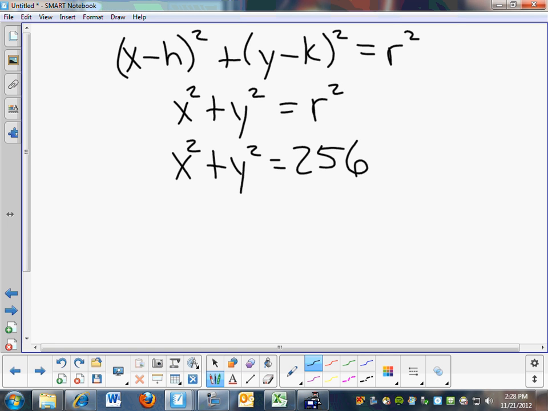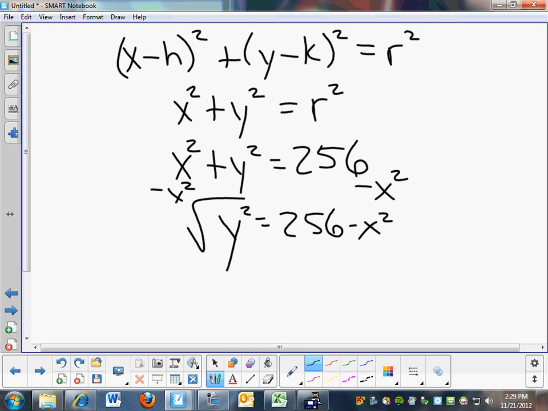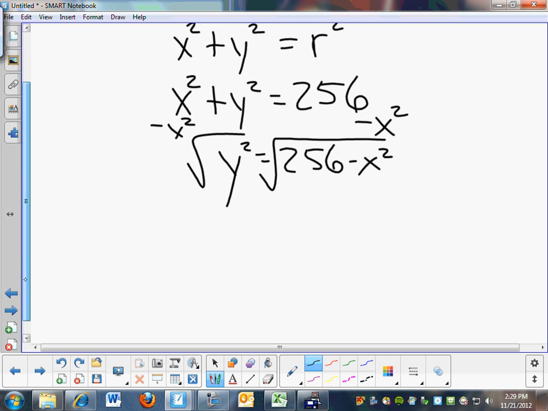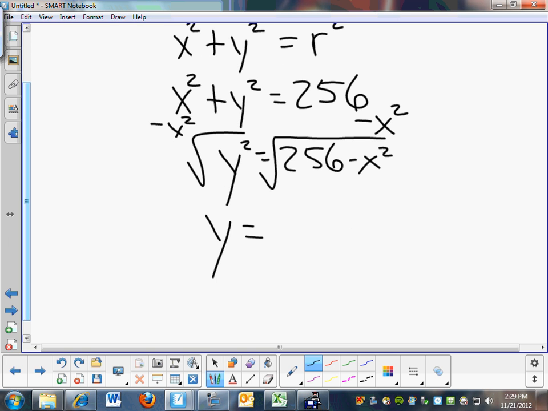I need to know the height, right? The height can be expressed in terms of y. So I need to solve for y. How do you solve for y? Very good, Hannah. Subtract your x squared. y squared is 256 minus x squared. Now what? Square root both sides. y is the square root of 256 minus x squared, plus or minus.